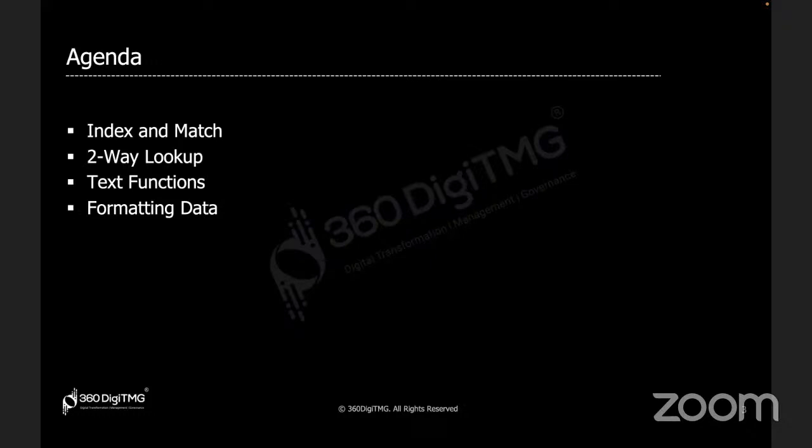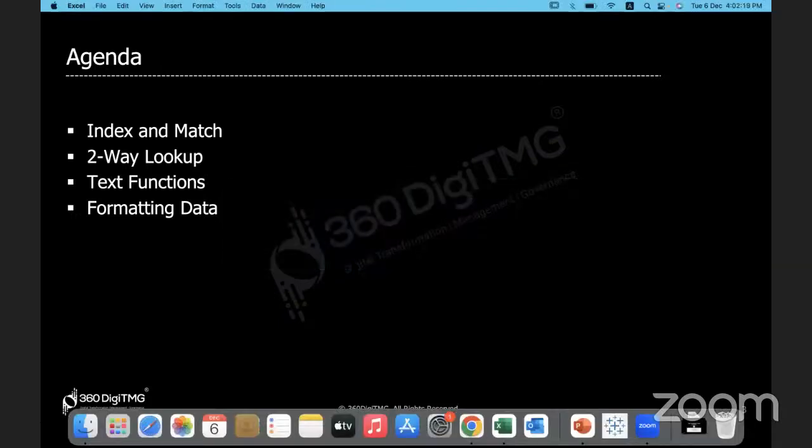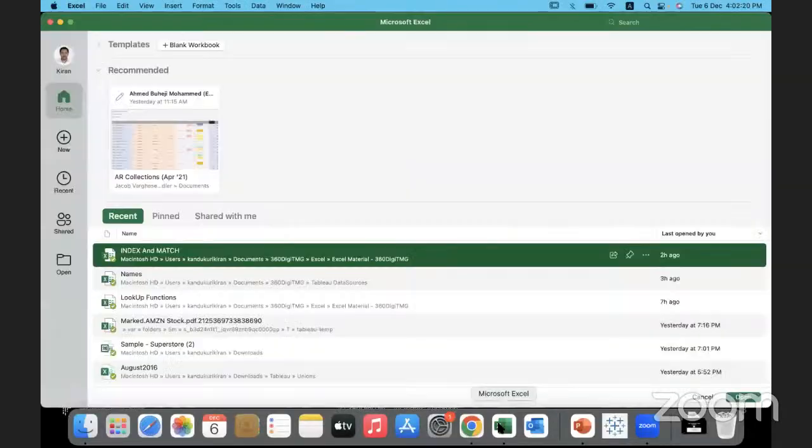Okay, for today, we will see formatting the data to some extent. And tomorrow we will move on to converting the data into tables and what kind of manipulation we can do on the data and the tables, cleaning of data and pivot tables. Okay, so that is the route map. Now let's discuss the very first thing, INDEX and MATCH. But before that, let's do a quick recap on XLOOKUP.